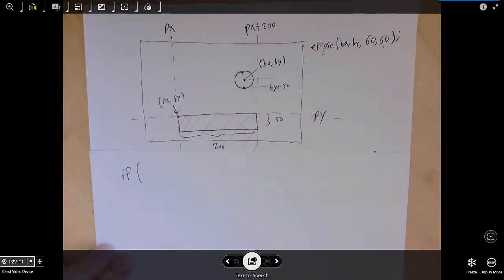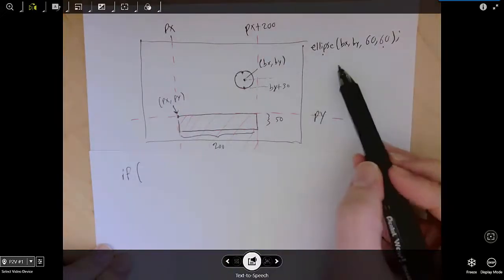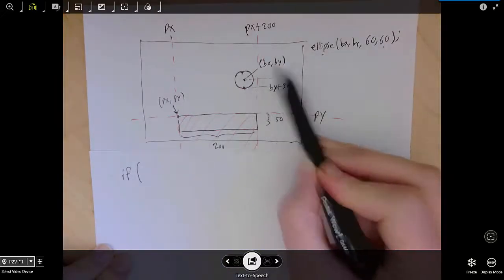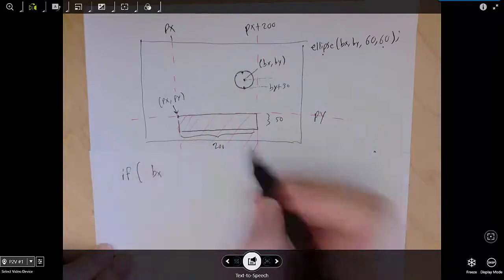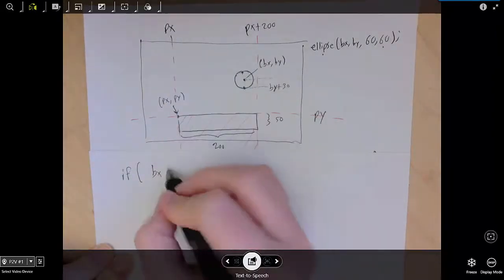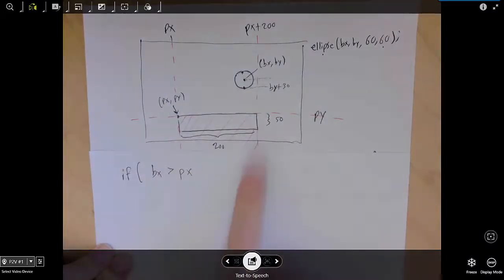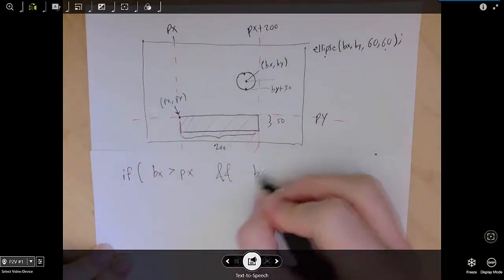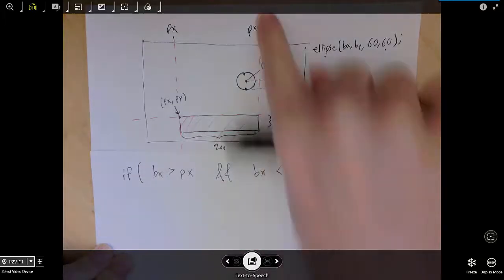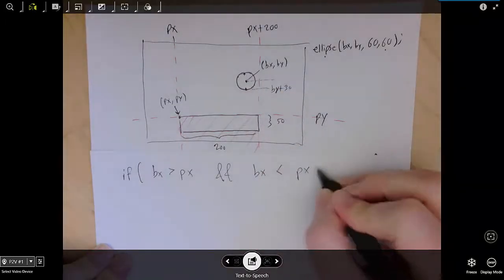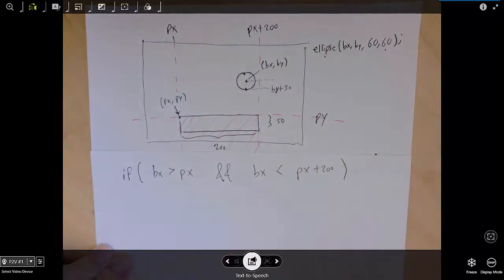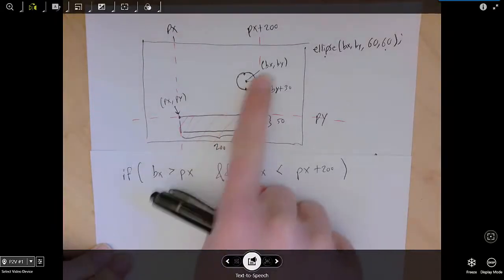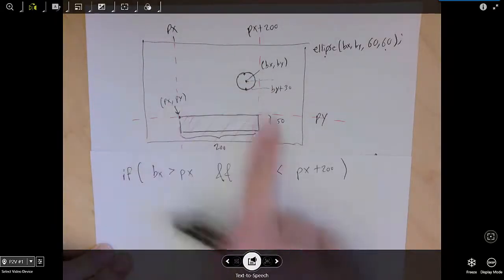So if we're going to translate it all into code, I want to test if the ball x coordinate, which is bx, is larger than this left-hand side, which is paddle x. So I'm saying, is the ball x bigger than the paddle x? And also, is the ball x smaller than the right-hand side of the paddle, which is paddle x plus 200? So it looks very obscure, but it's a very natural question. It's just like last time. I'm asking, is this particular x coordinate between two others?